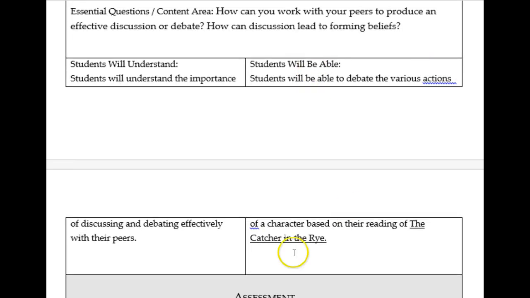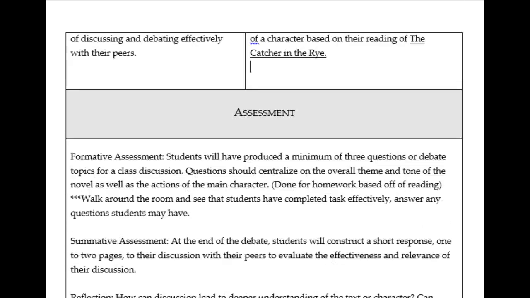So in your students will be able to, don't forget to put a by clause right here, okay? So students will be able to debate the various actions of a character based on their reading of Catcher in the Rye by creating their persuasive essay, in defense of or in prosecution of Holden Caulfield. So just don't forget that by clause in there because we want this to move into that measurable field. So I know that if they've completed this, that they're at least starting on or have mastered the skill, okay?